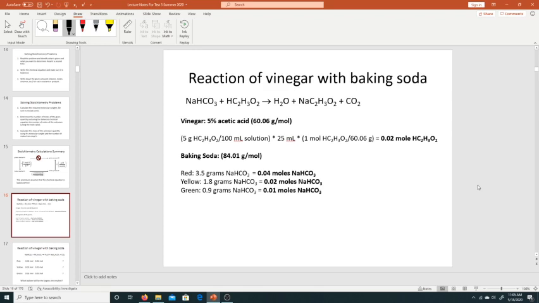So this is just the famous volcano experiment you may have done at home, where you mix baking soda with vinegar and it makes lots of bubbles. That's exactly what's going on here.